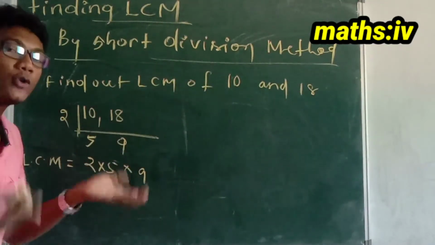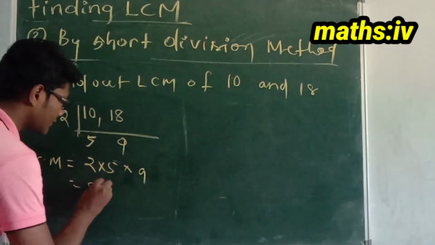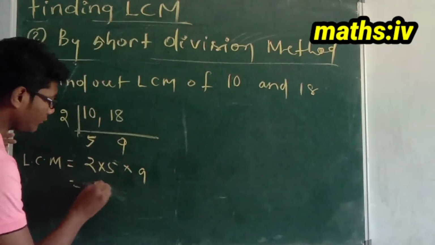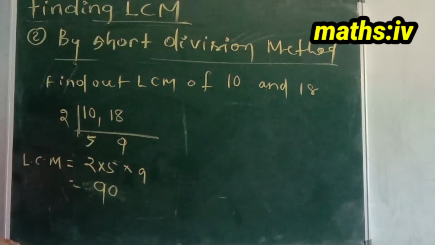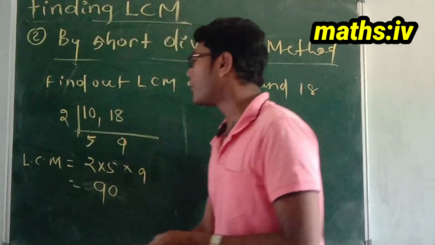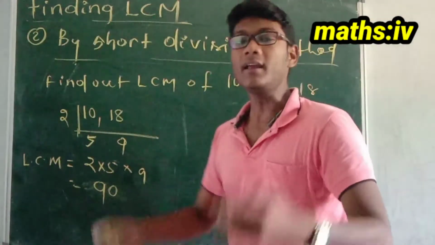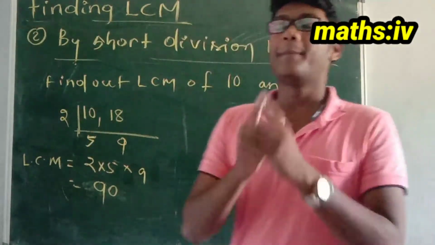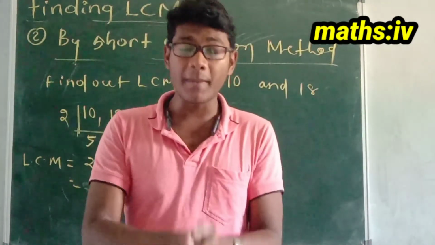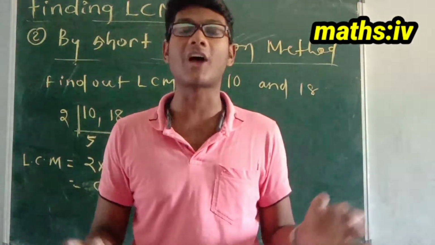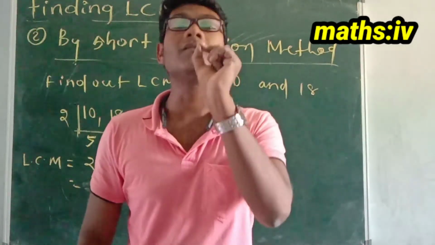10 multiplied by 9 is equal to, guess, 90. What? 90. So the LCM of 10 and 18 is 90. In this way, in this method, we got the same answer, 90. Whatever may be the method, students, the LCM will be the same.